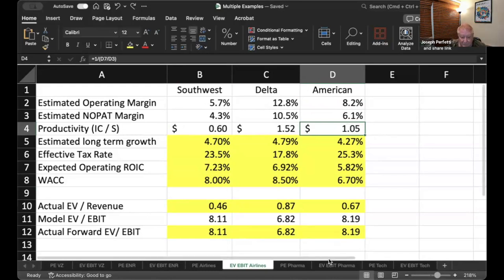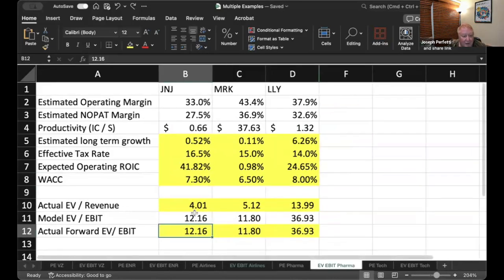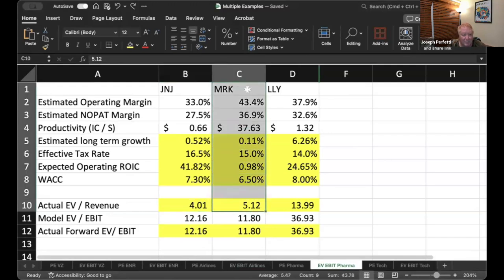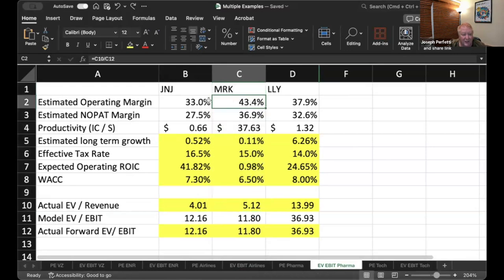Pharma. When J&J sells $1, it adds $4. $1 of revenue is $4 of enterprise value. Merck, $1 of revenue, $5 of enterprise value. Why? Merck has a higher margin, 43% pre-tax versus 33% pre-tax for J&J. After tax, 37% versus 27.5%.